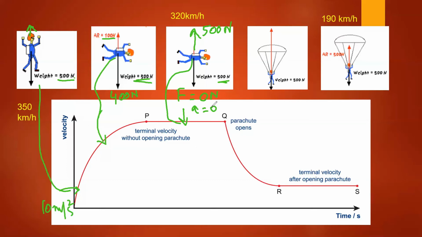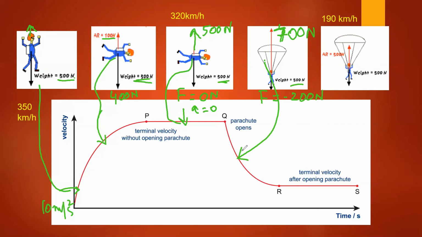As the skydiver approaches very close to the surface of the Earth, he is going to open the parachute. When he opens the parachute, the upward force in that case is going to be greater than his weight. So the upward force is 700 newtons and the downward force is 500 newtons. So he is moving with the resultant force of minus 200 newtons. So he is going to decelerate.